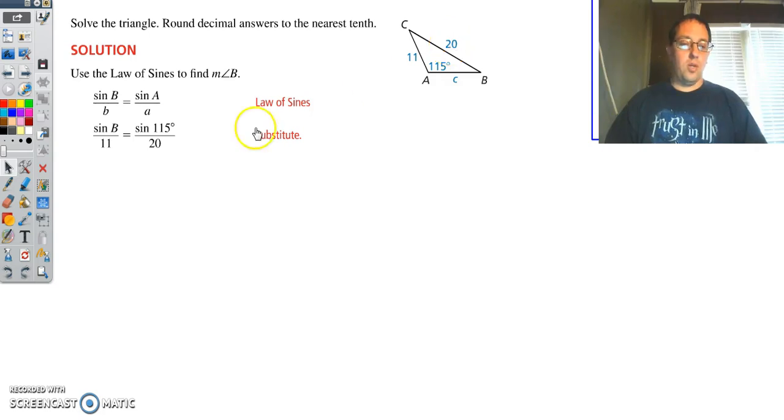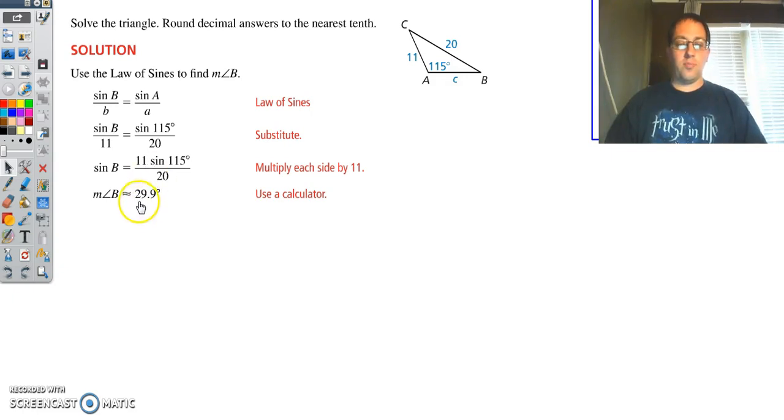All right? And then we just cross multiply. That gives us this: 11 sine 115 over 20. Now we do still have to get rid of the sine, so we're going to take the inverse sine. It didn't show you, but that's what we're going to do. We're going to take the inverse sine of all of this. And you just put it straight into your calculator, and it's going to give you approximately 29.9 degrees. Okay, so that's angle B.